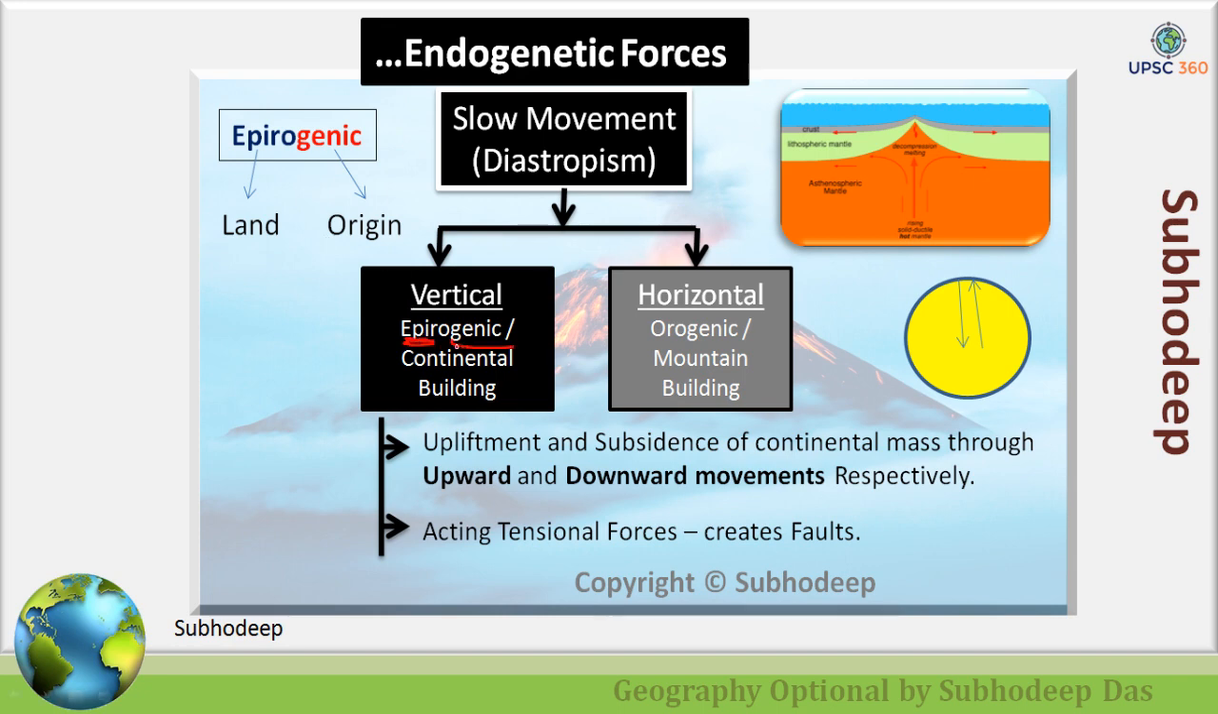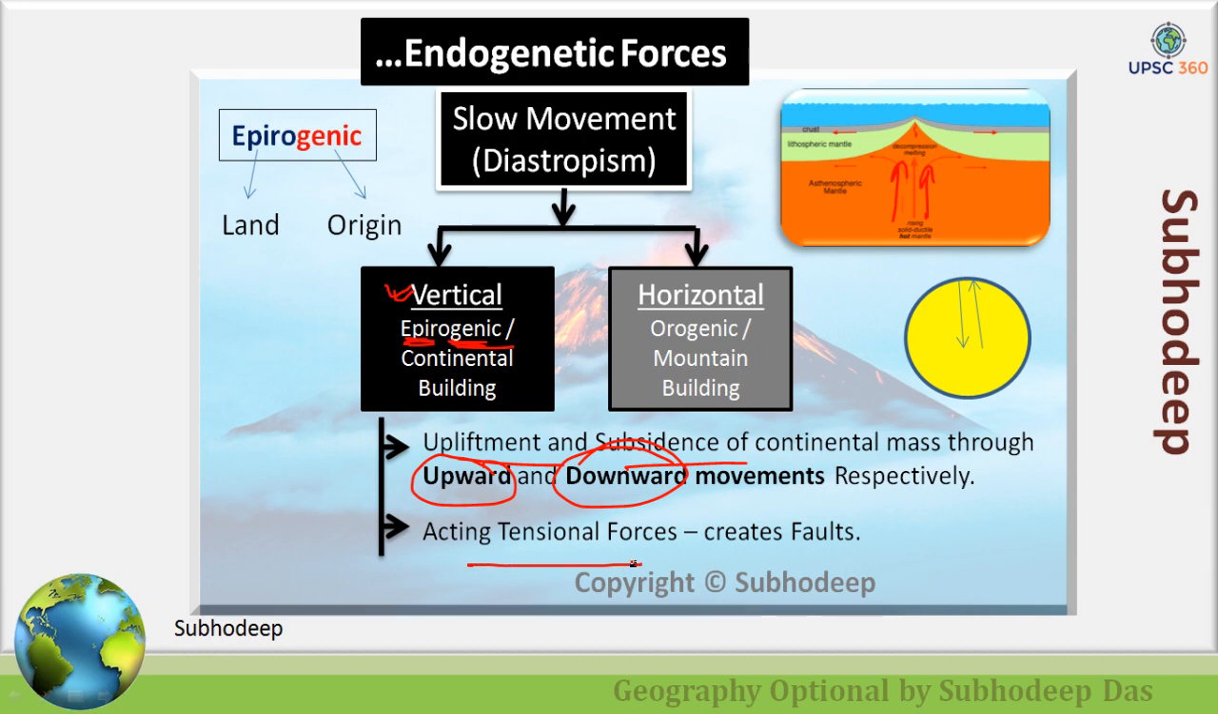Epiro means land, genic means origin, right? So vertical movement leads to the formation of land. What happens is, this we can put forth under Arthur Holmes's thermal convective current theory, in which he has said that there are convective currents occurring within the earth's crust, right? So this is a kind of vertical movement which we actually observe, in which upliftment and subsidence of continental mass happens through upward movement and downward movement, right?